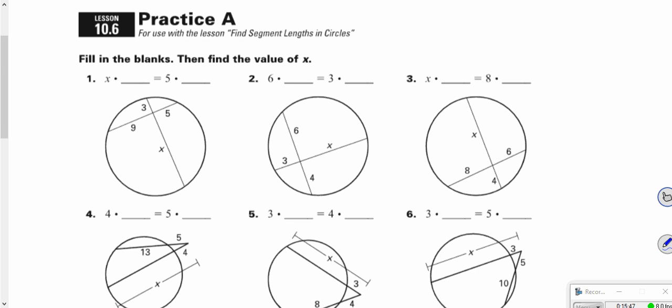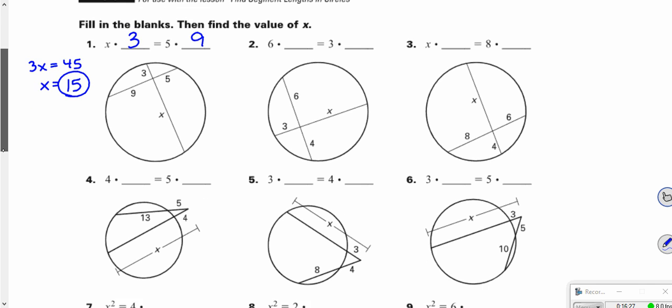Okay, so on number 1 here, this is that first theorem, 14. We're talking about the segments of chords theorem. So they intersect inside the circle. So it's just one piece times its other side equals, on the other chord, one piece times its other side. So x times 3 is going to equal 5 times 9. Well, that means that 3x equals 45. So x equals 15. So you would have to fill in the blanks and solve it. That's what they're looking for.